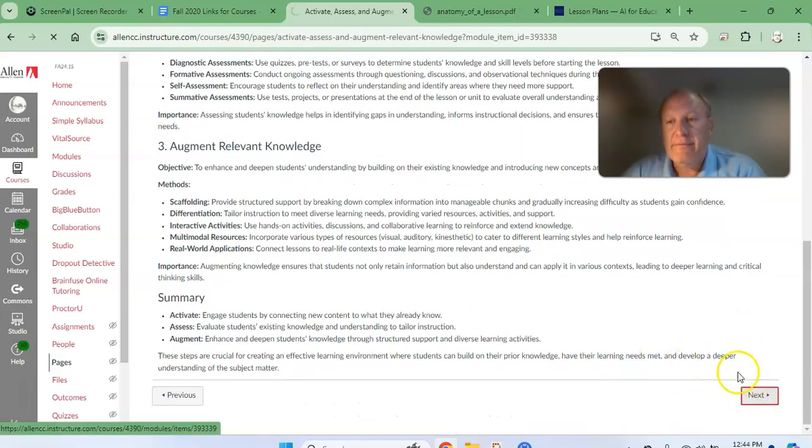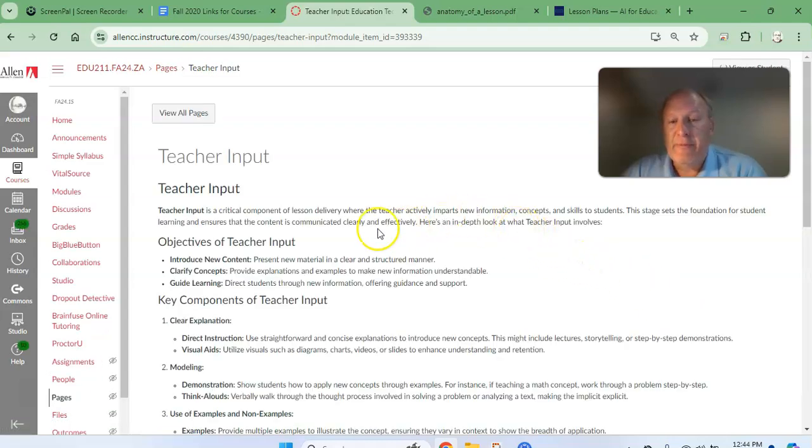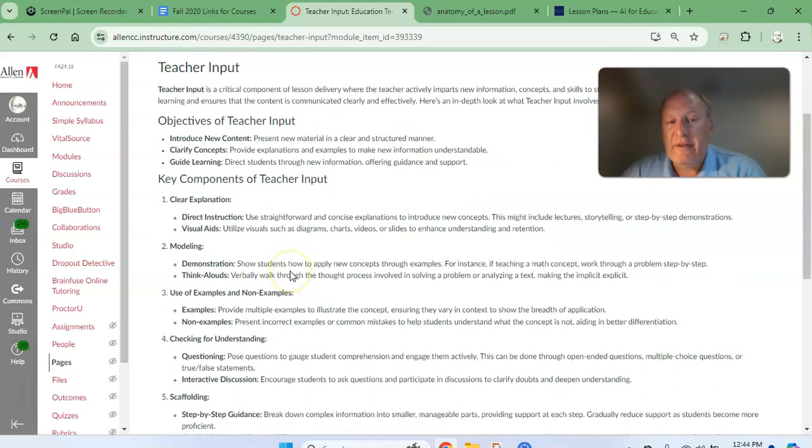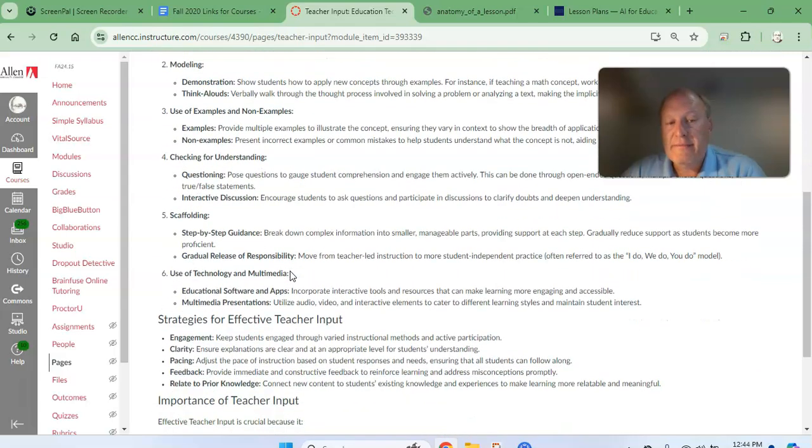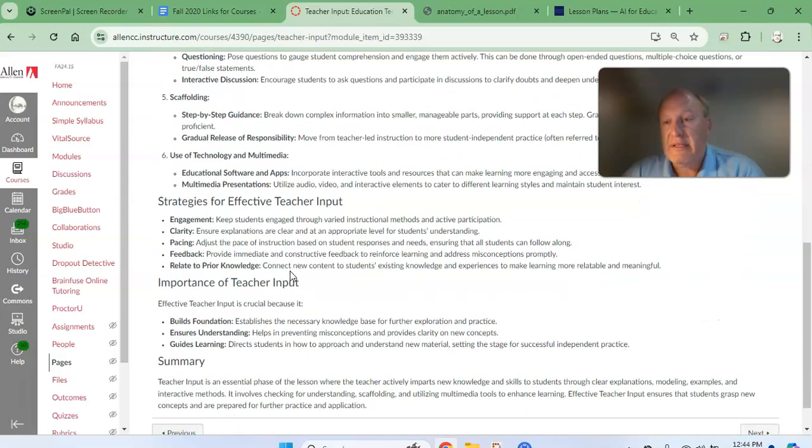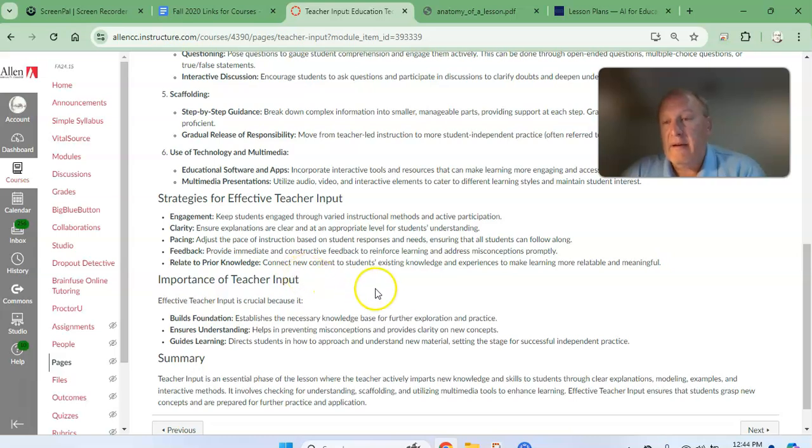That's the first one. The next one is going to be teacher input. And again, the same structure. It talks about the pieces of it, the components, what you can do, some strategies, things like that. And again, think about how technology fits. You'll notice when we read through these, I didn't put a lot of technology integration pieces in there because those are what we're going to have to figure out, or what you're going to need to figure out.